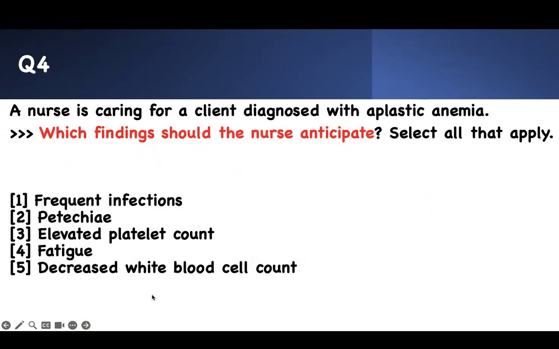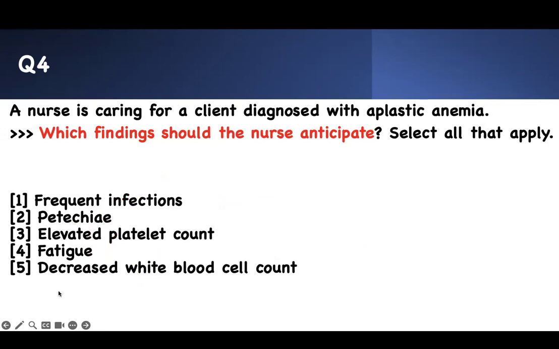Number 4, which finding should the nurse anticipate? Select all that apply. A nurse is caring for a client diagnosed with aplastic anemia. You know this is pancytopenia. You see frequent infection, petechiae, elevated platelets, fatigue, and a decreased white count. This is our concept. Like I said, I'm trying to help you consolidate the information. Your WBC is going to decrease due to aplastic anemia, therefore frequent infection. Your platelets are low, you're going to have petechiae. The platelets are not elevated. You're going to have fatigue due to anemia, and your WBC is going to decrease. So the only wrong answer is number 3.